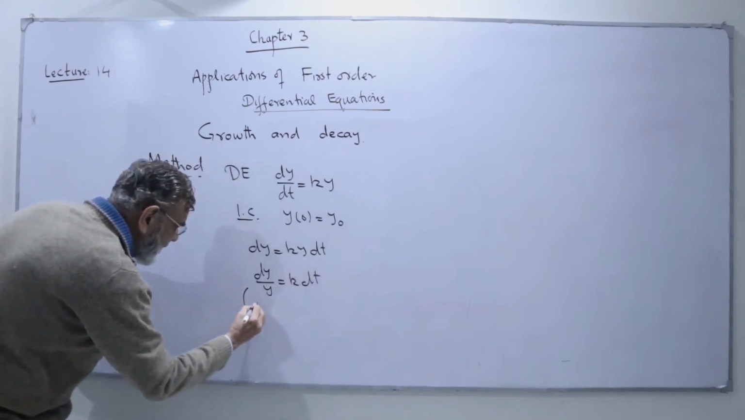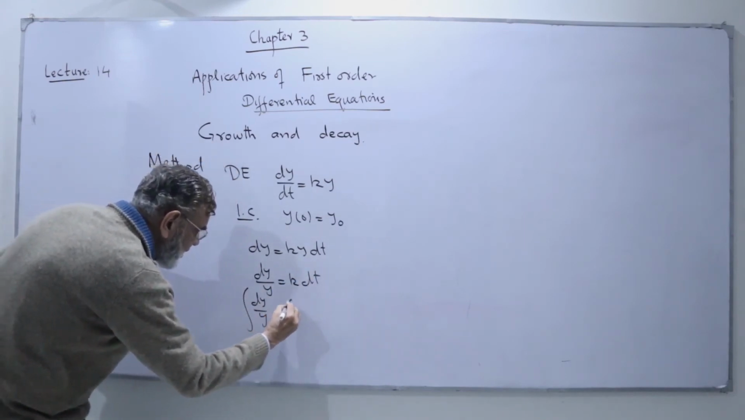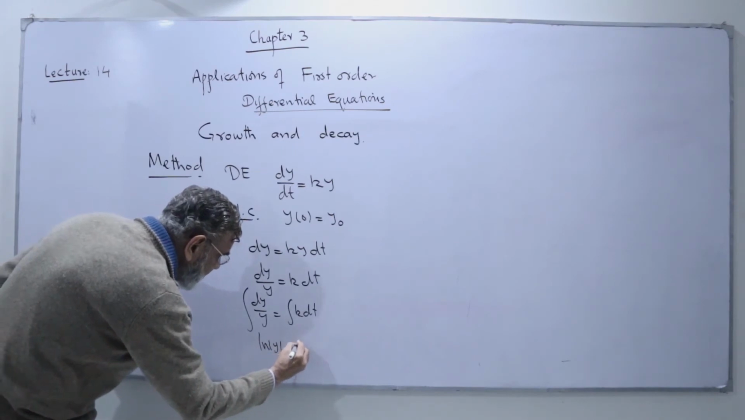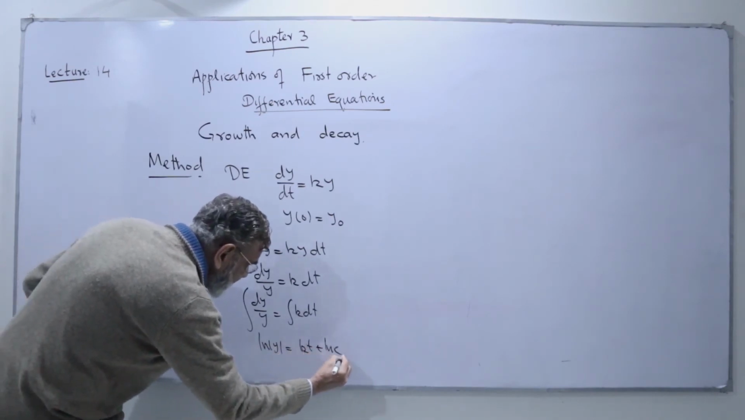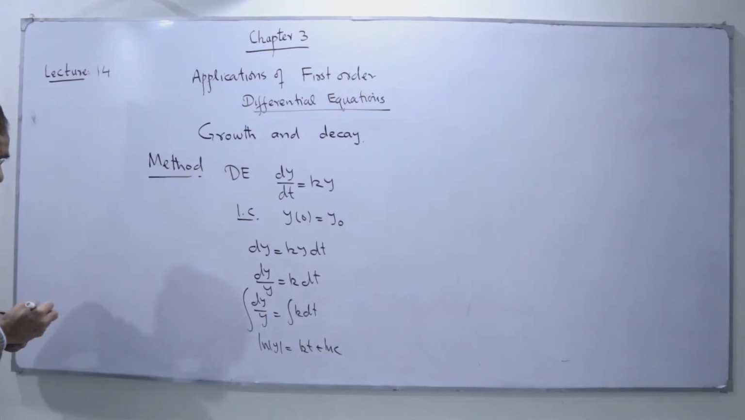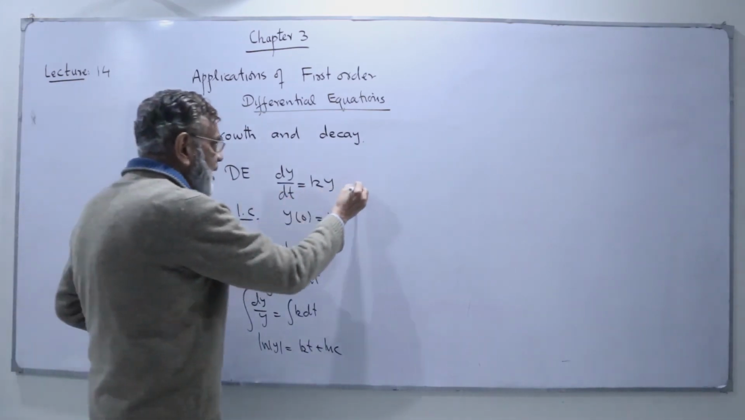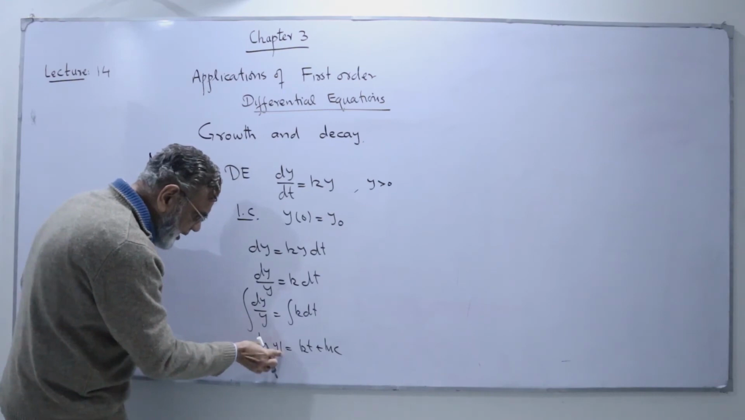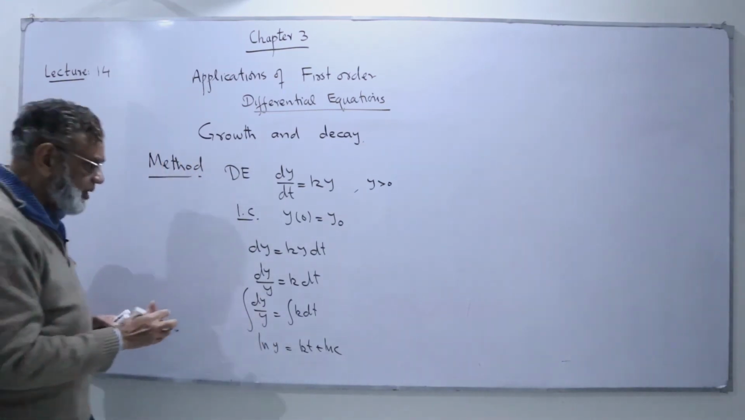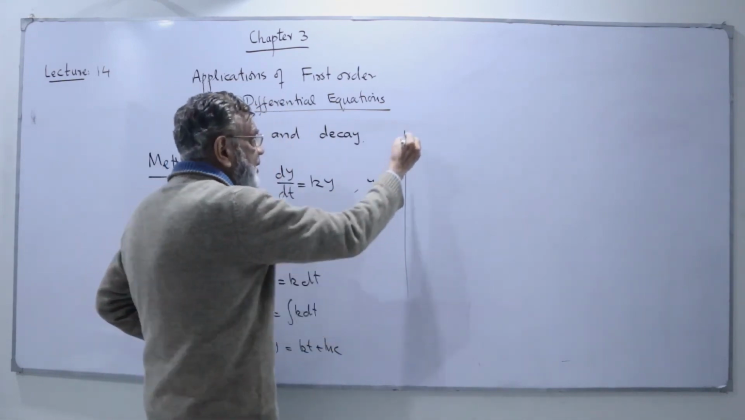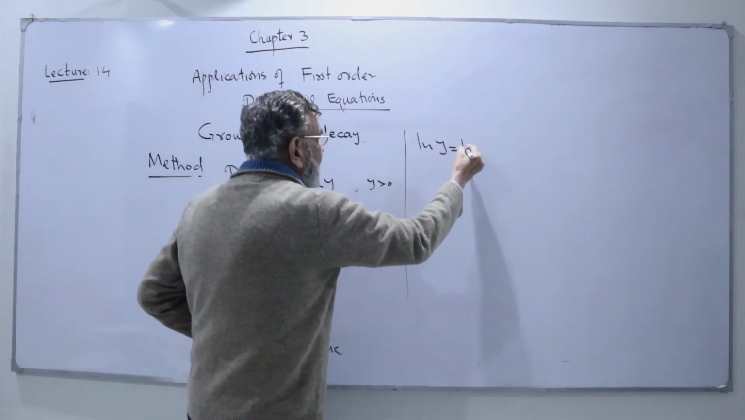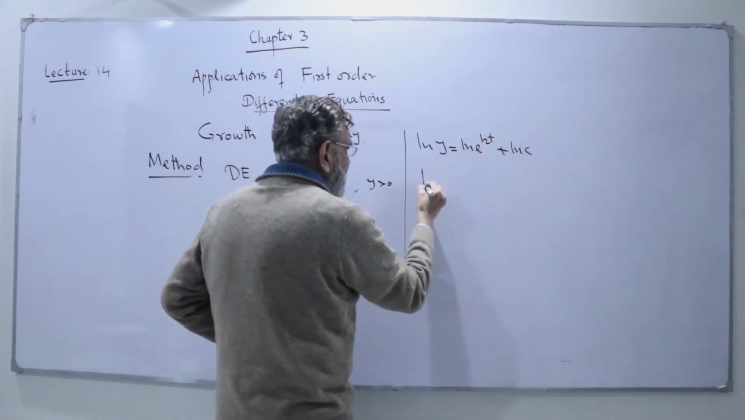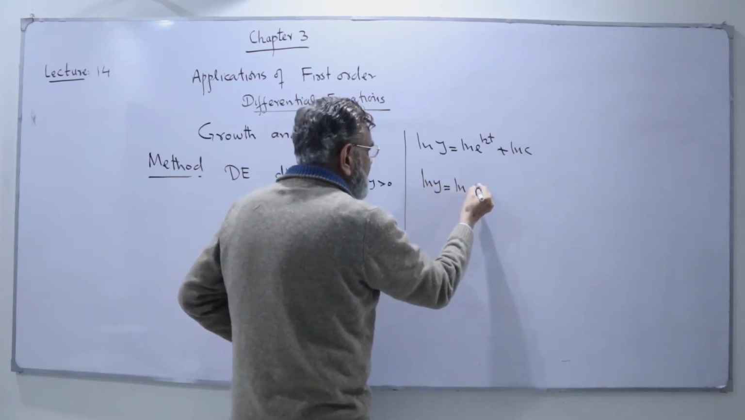I integrate this, and I get the integral of dy over y is equal to the integral of k dt. We integrate, and we get ln of y is equal to kt plus ln of c, where k is constant. Now we can change this. y must be bigger than 0, y is always bigger than 0. We are taking it so, and we write it without the absolute value because we have put the condition that y is bigger than 0. So we can rewrite this as ln of y is equal to ln of e to the power kt plus ln of c, or we can write ln of y is equal to ln of c e to the power kt.